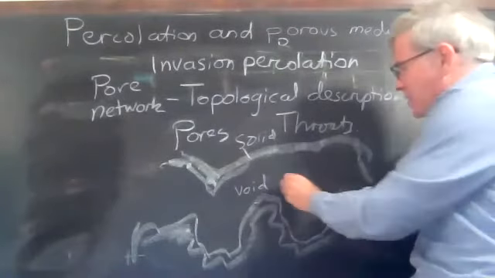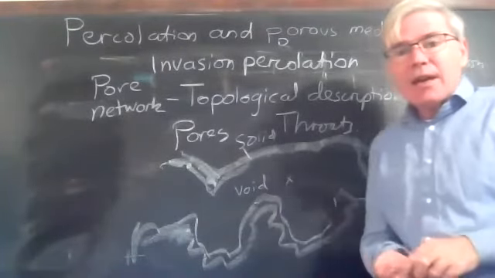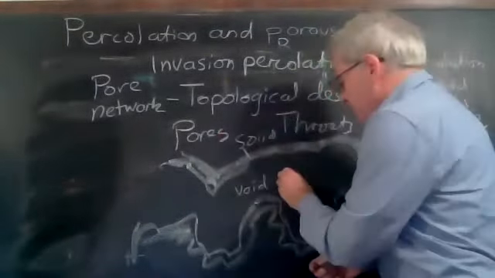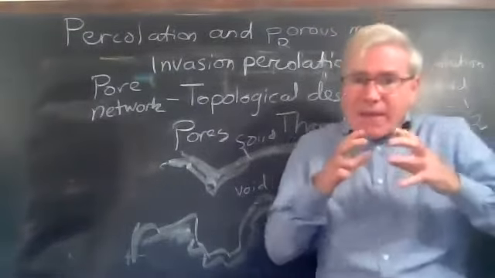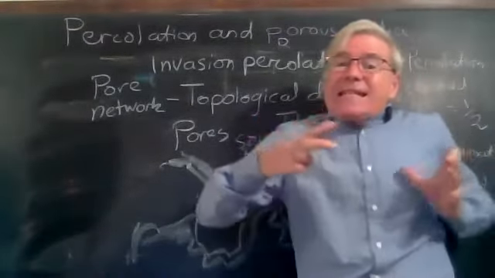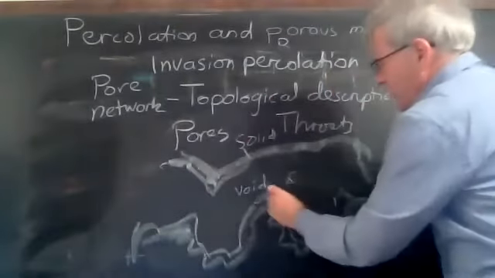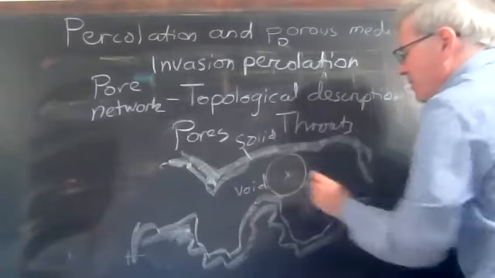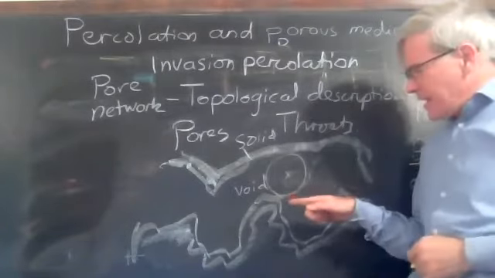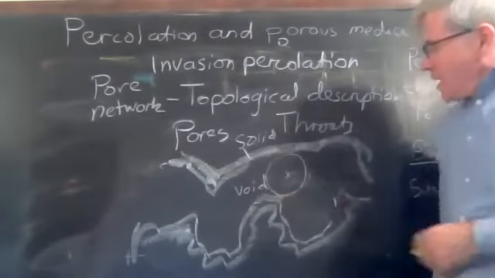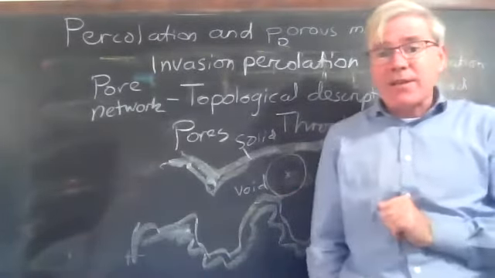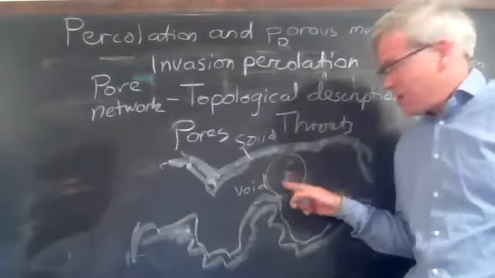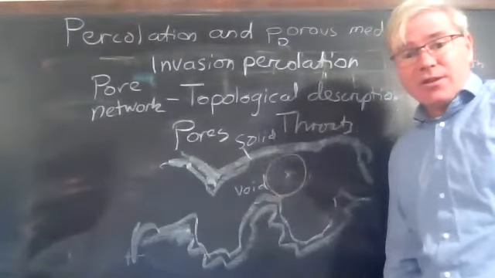You can take any point in the void space here, say, and you can draw a sphere, okay? And you can start with a little sphere. Obviously in 2D it's a circle, okay? And that circle or sphere can get bigger and bigger until it hits the solid. So imagine it first hits the solid here. You can draw spheres for any point in the pore space, okay? And you can define essentially a distance, which is the closest distance to the solid.